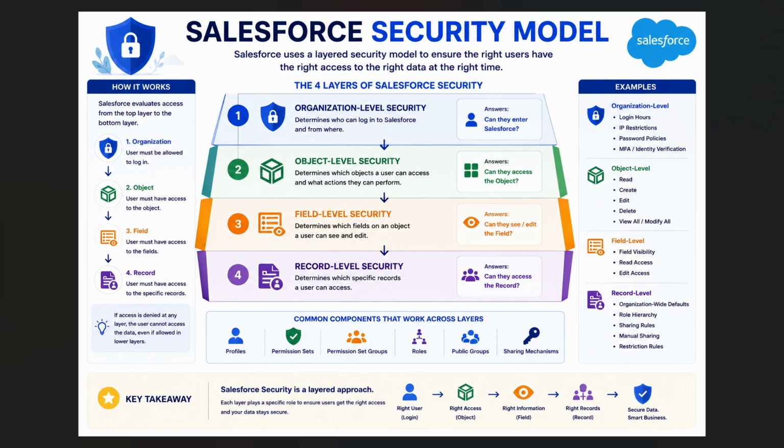Now let's talk about the Salesforce security model. Salesforce provides four primary levels for controlling data access. The first one is organization, the second one is object, the third one is field, and the fourth one is record. And each layer answers a different question.